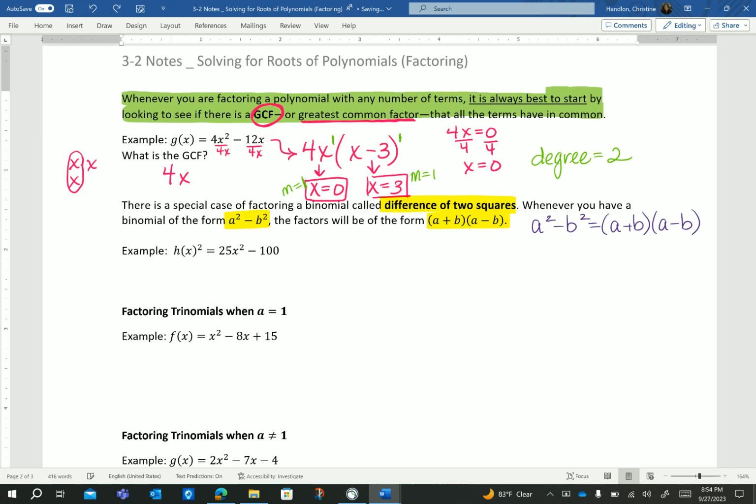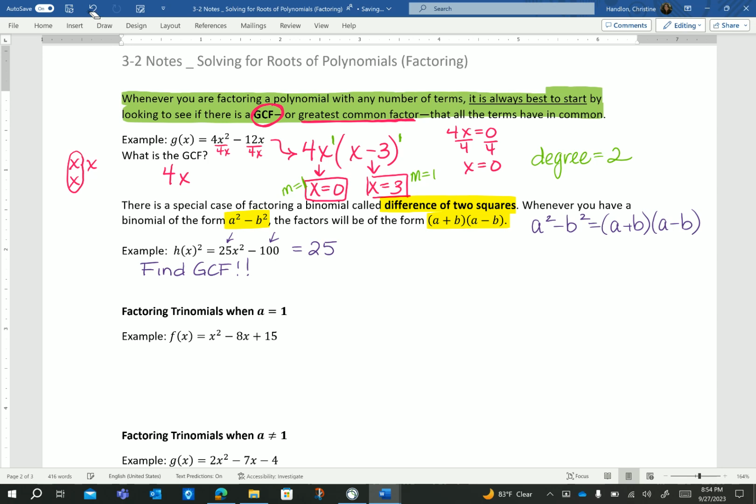Okay, so here's 25x squared minus 100. Now, you're going to be tempted to want to automatically do the difference of squares, but what you need to do first is what I've always told you. Find the GCF first. So what is the GCF of that problem? Think about it. Okay, the GCF of that problem is 25. Both this and this are divisible by 25. They don't share any x's, so 25 is the only thing we will pull out.